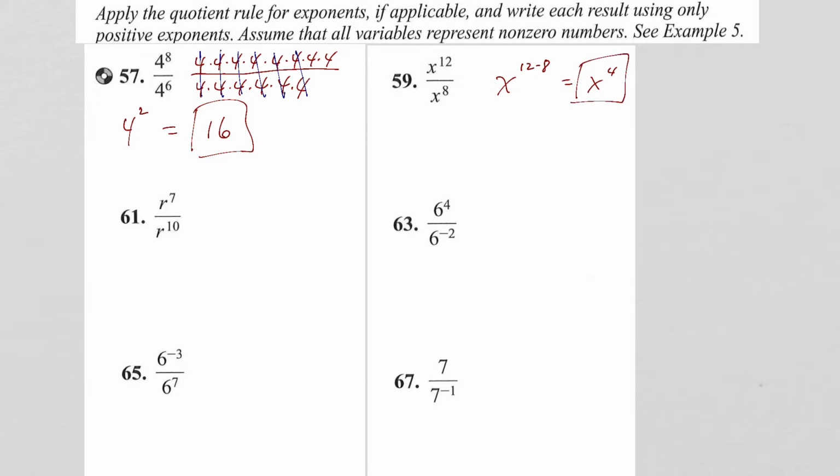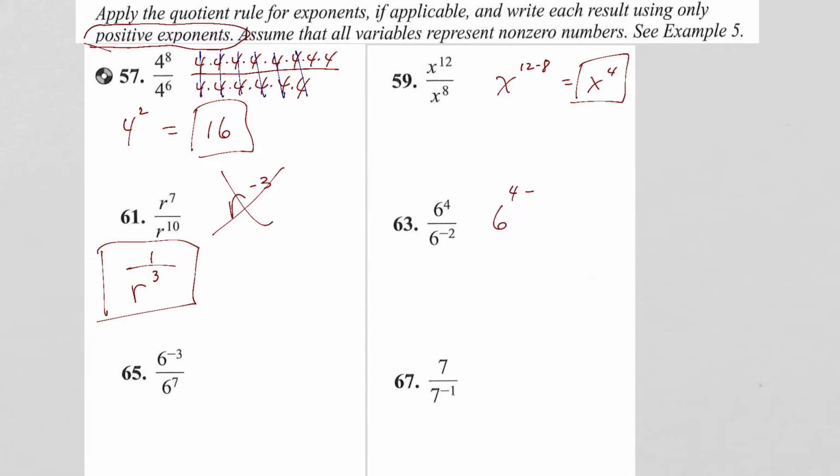Here we have 1 over r to the 3 power. Now it's true that you go 7 minus 10, that's negative 3, but it said that you have to end up with positive exponents, so this is not okay. You have to write it like this. All right, now this is going to be 6 because the bases are the same, to the 4 minus a negative 2. That's 6 to the 4 plus 2, which would be 6 to the 6th power.